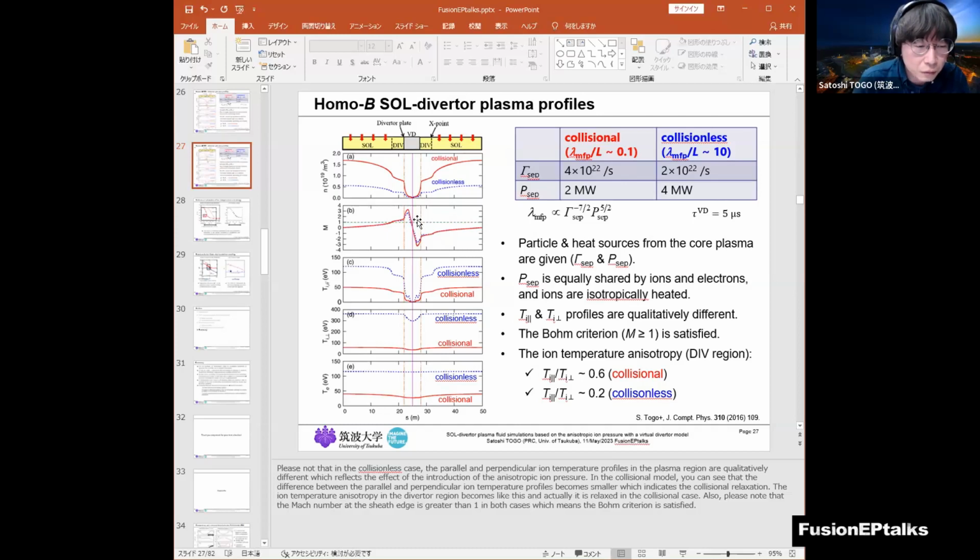But we hope by using this model, the effect of sheath can be reflected to the plasma region. So this kind of unrealistic sheath is still enough to reproduce the sheath boundary condition.